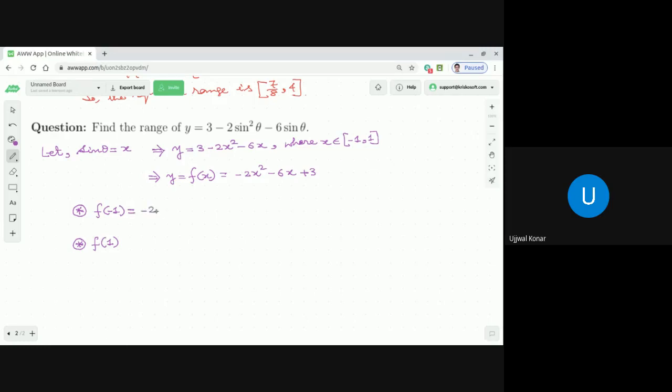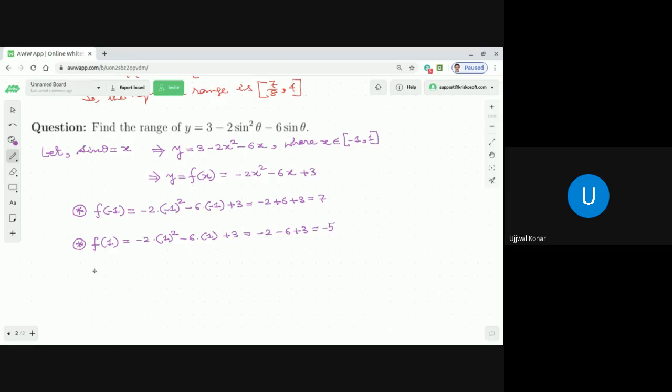So what is the value of f of minus 1? We find it: minus 2 into minus 1 whole square minus 6 into minus 1 plus 3, that is equal to minus 2 plus 6 plus 3, and we get 7. Correct, dear students? What is the value of f(1)? Minus 2 into 1 whole square minus 6 into 1 plus 3, that is minus 2 minus 6 plus 3, and we get minus 5.